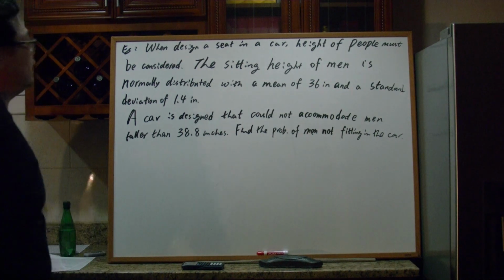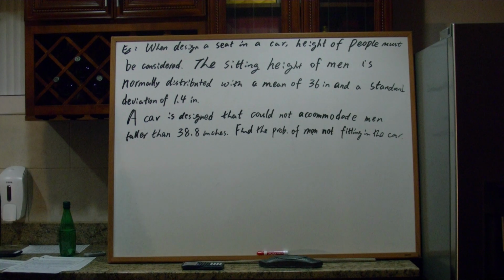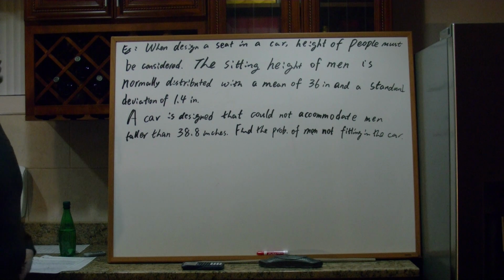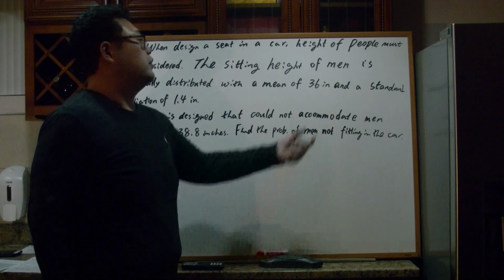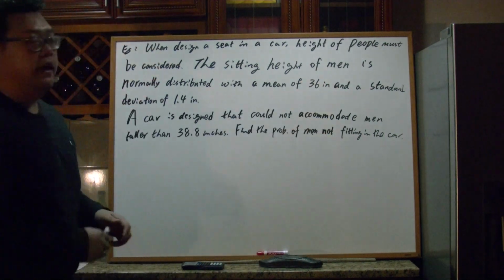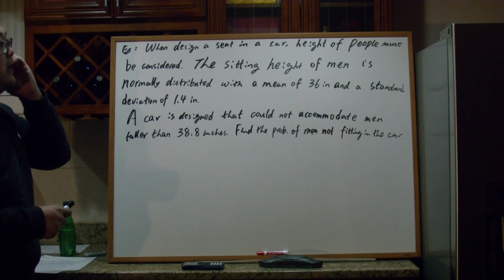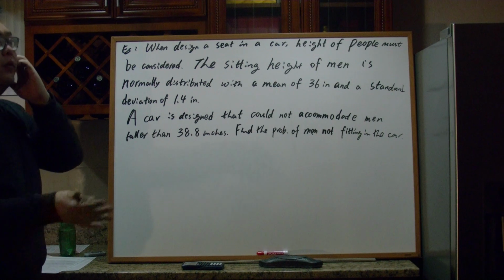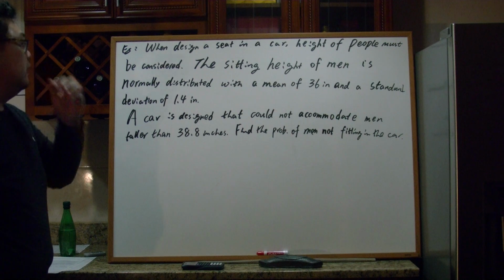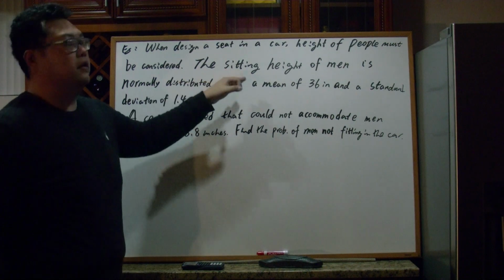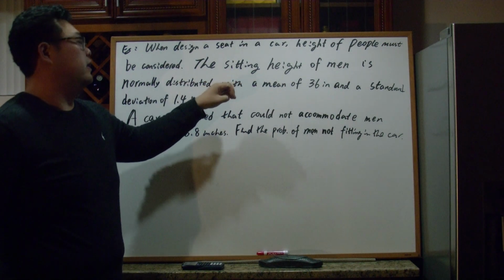Alright, so this is our next example. When designing a seat in a car, the height of people must be considered, especially the sitting height. We know that men usually have greater height than women, so if we consider the case of men, then women will be mostly covered. This is considering the worst case scenario.